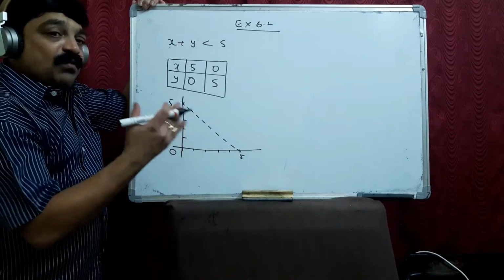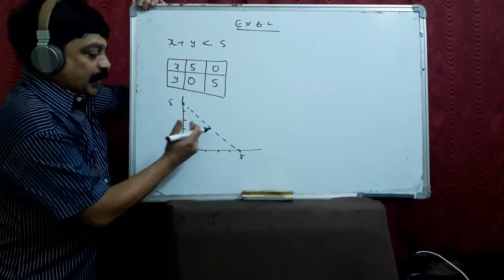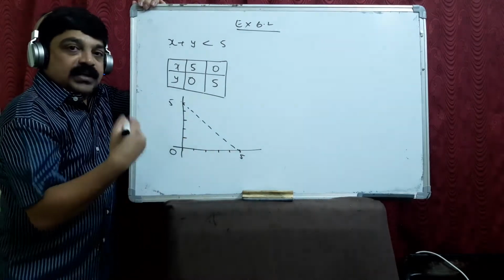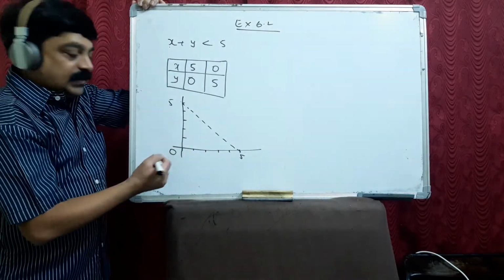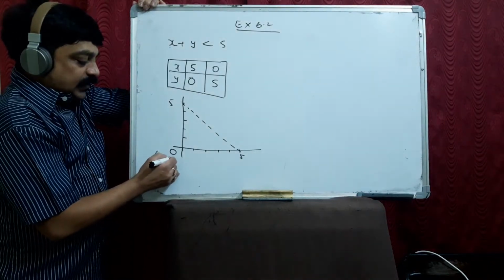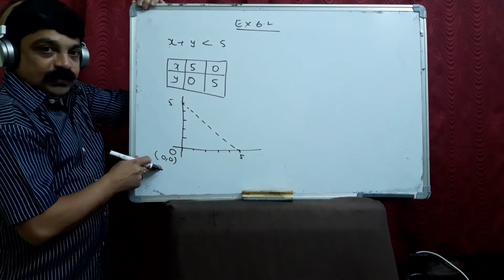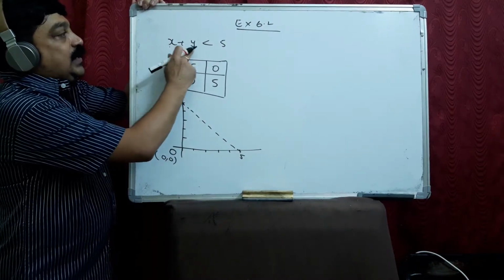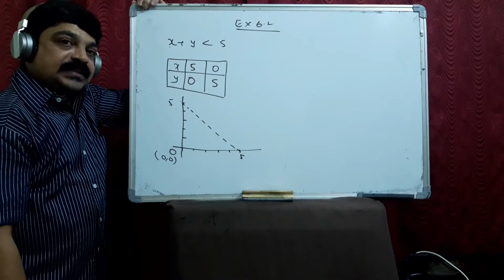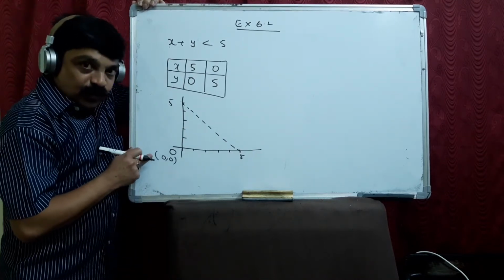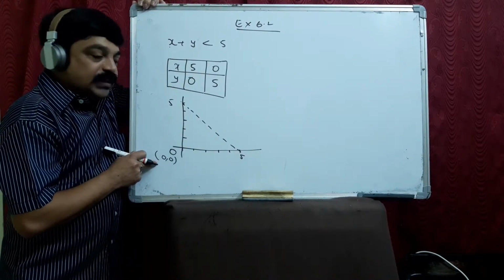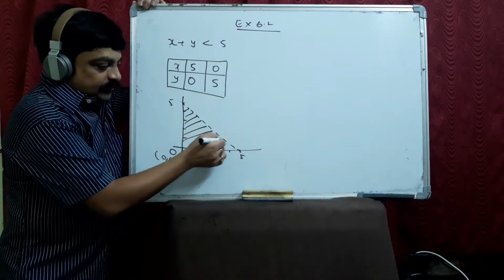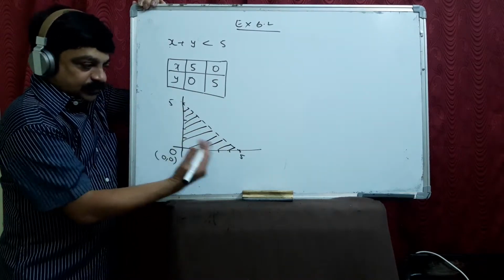Now, which part is to be shaded? Whether the part towards the origin or the part away from this line is to be shaded. For that, we have to check by substituting the values 0, 0 in this line. 0 plus 0 is less than 5. Yes, it is true. When it is true, we shade towards the origin like this.